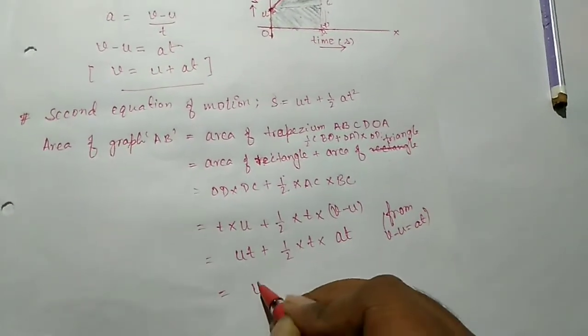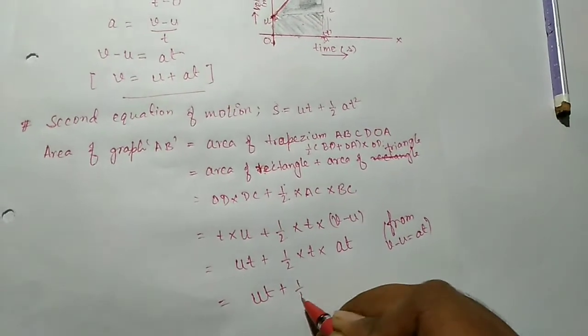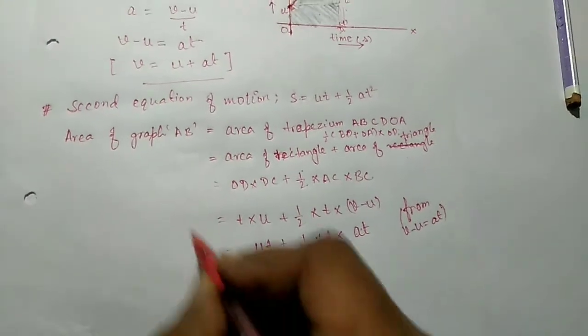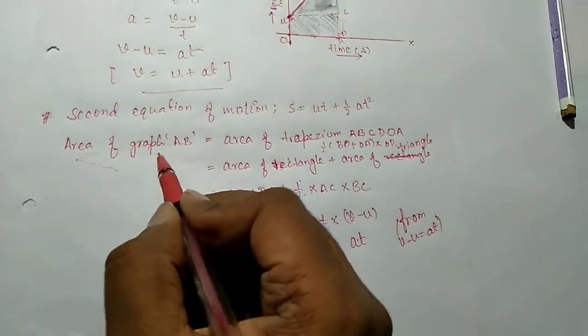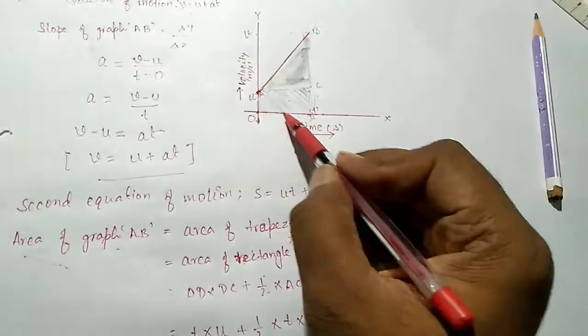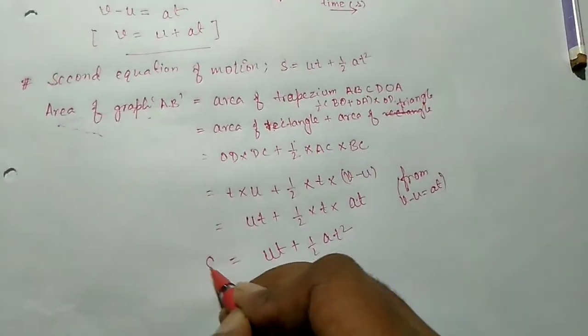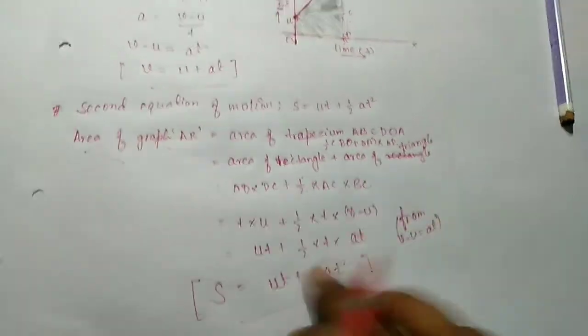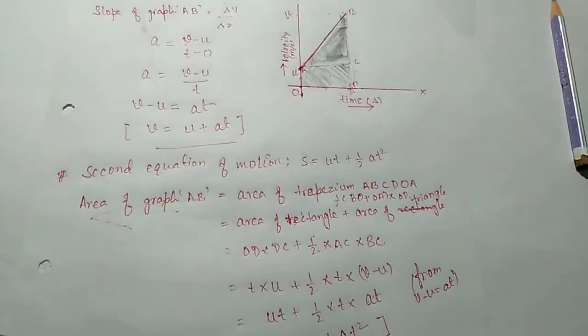So what we have obtained is UT plus half A, and T becomes square. This was what? The area of the VT graph gives you what? Displacement. This is displacement. So S is equal to UT plus half AT square. We have obtained the second equation of motion.